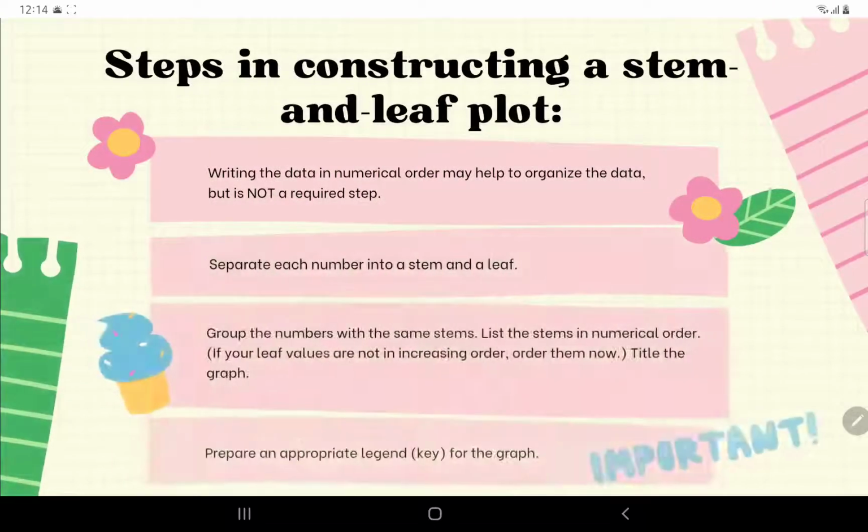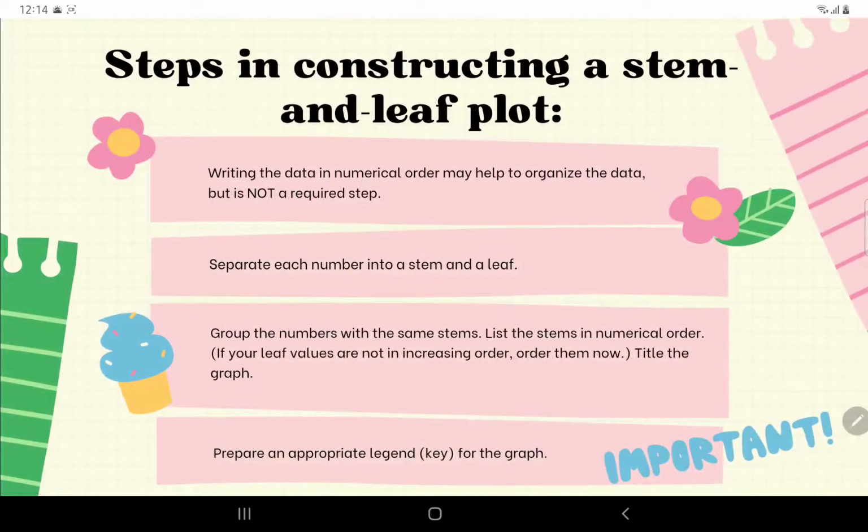So these are the steps in constructing a stem and leaf plot. The first step is you need to write the data in numerical order, but it is not a required step. The second step is you need to separate each number into a stem and a leaf, and then group the numbers with the same stem. You need to list the stems in numerical order, and give the title of the graph. And the last step is to prepare an appropriate legend key for the graph.